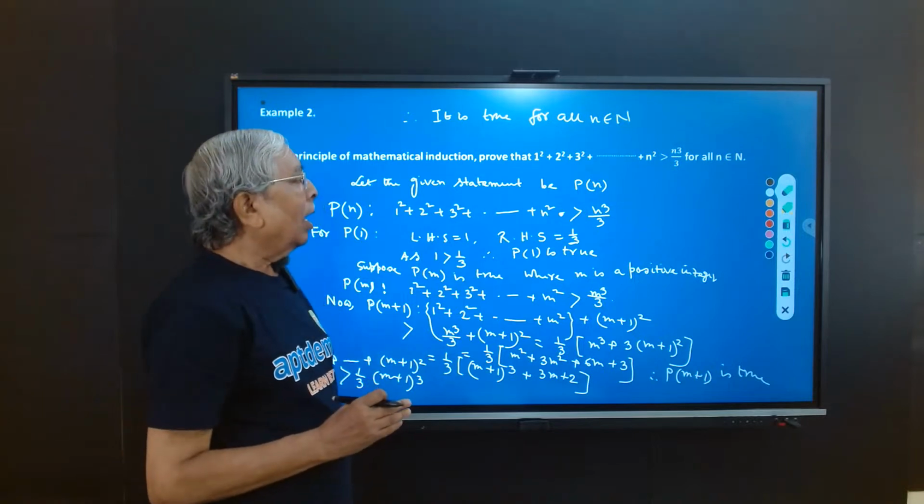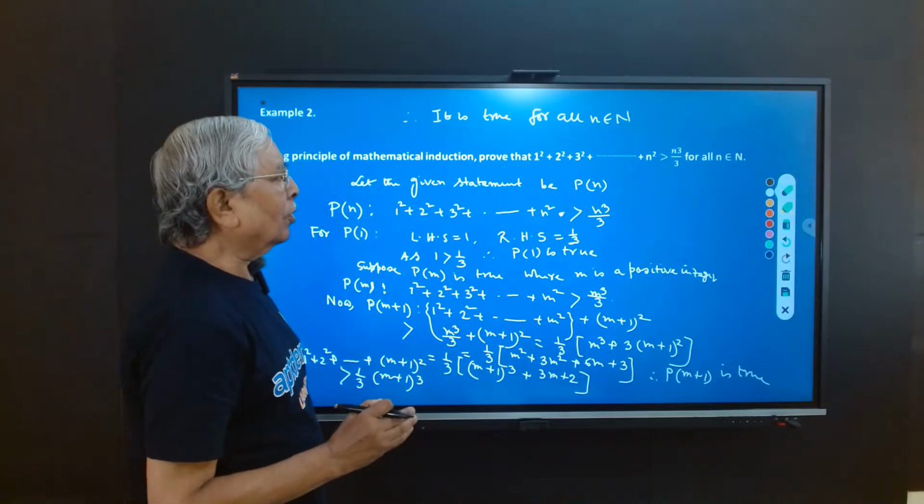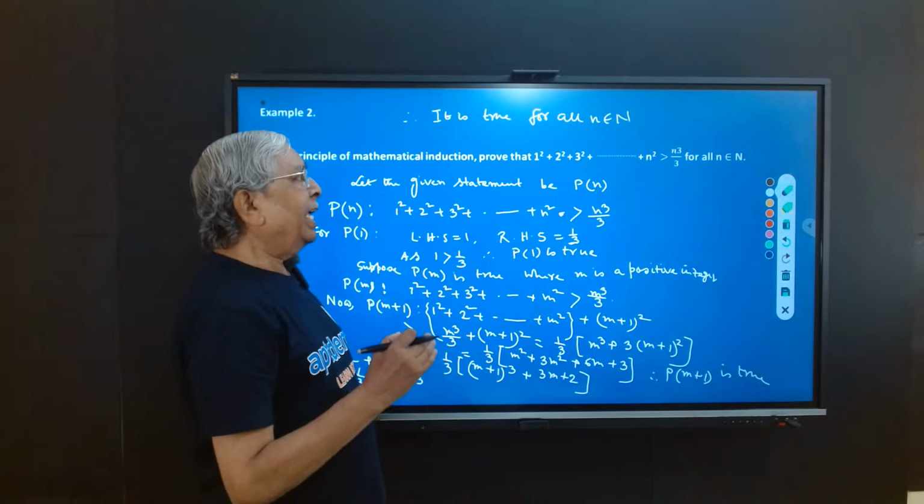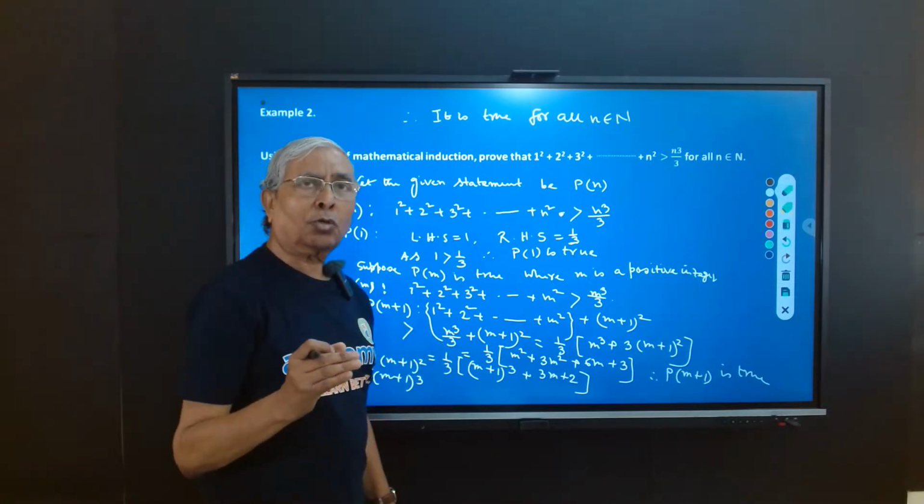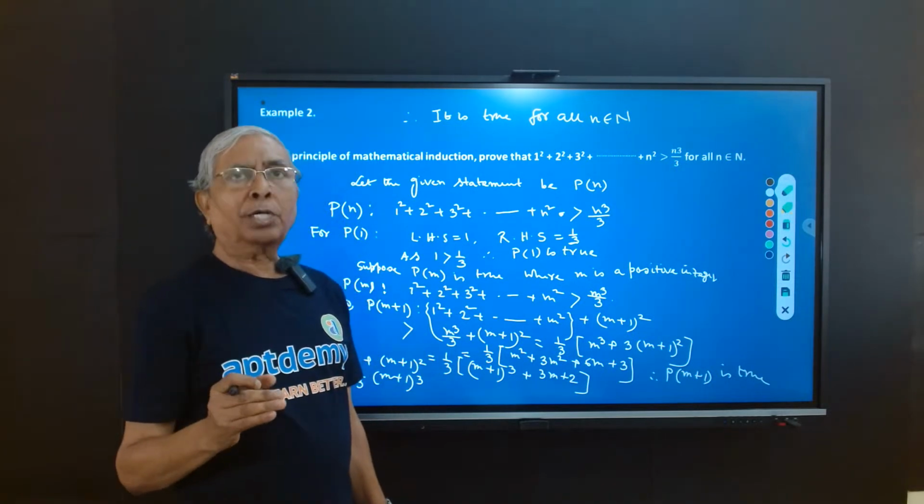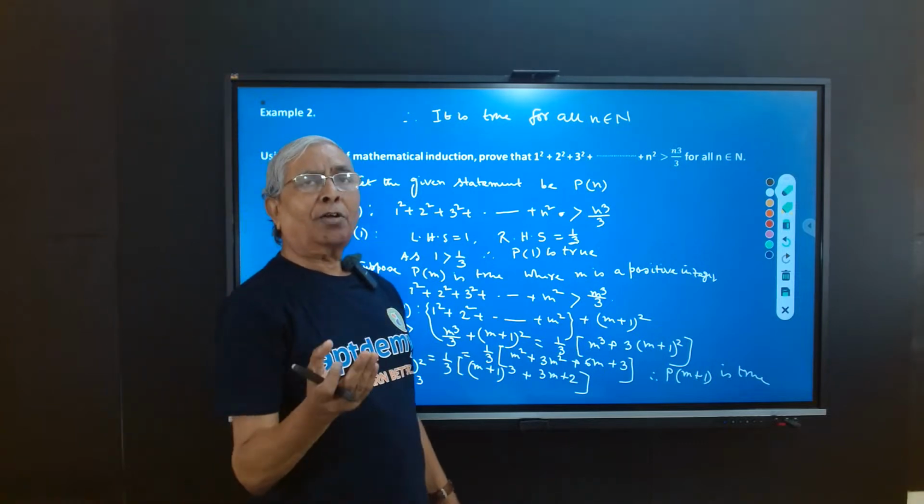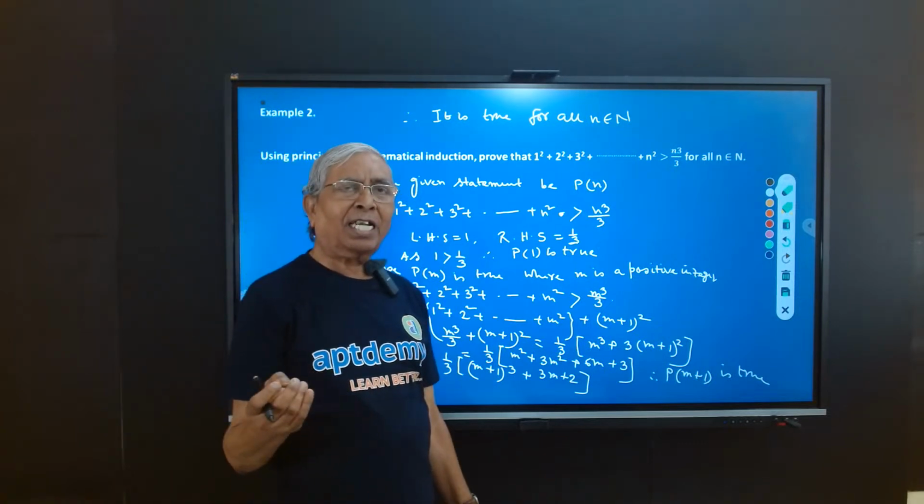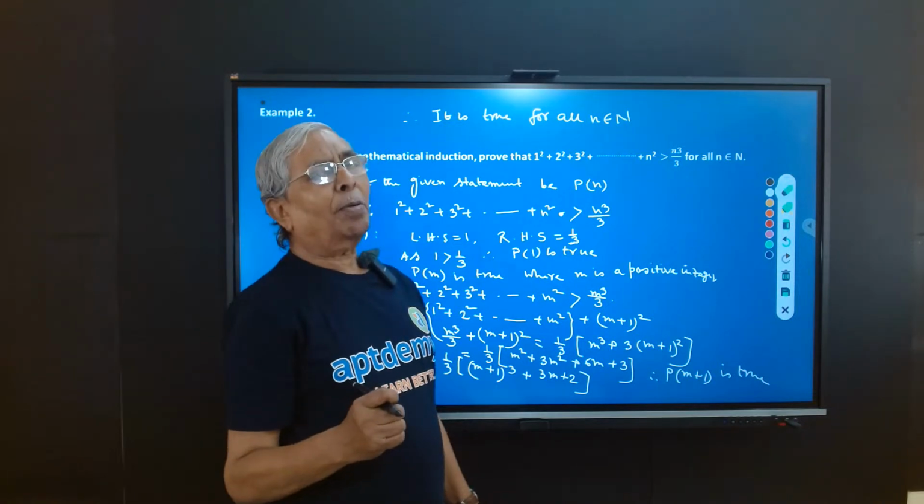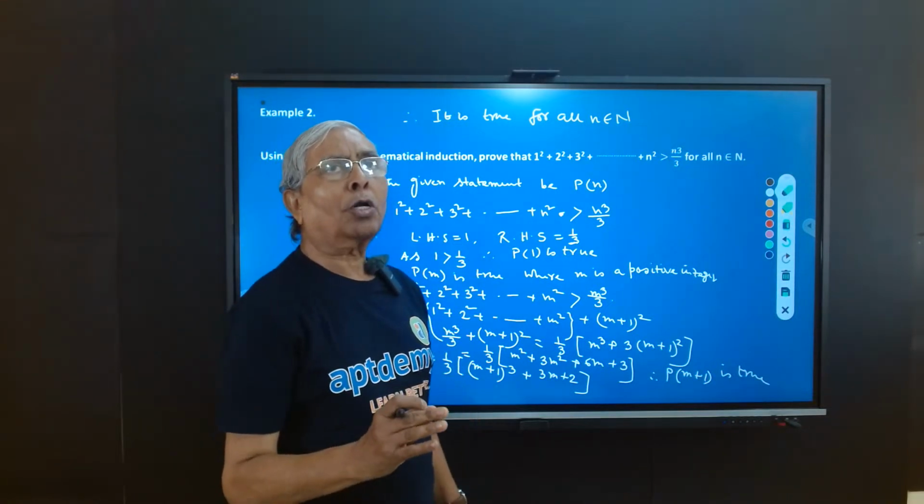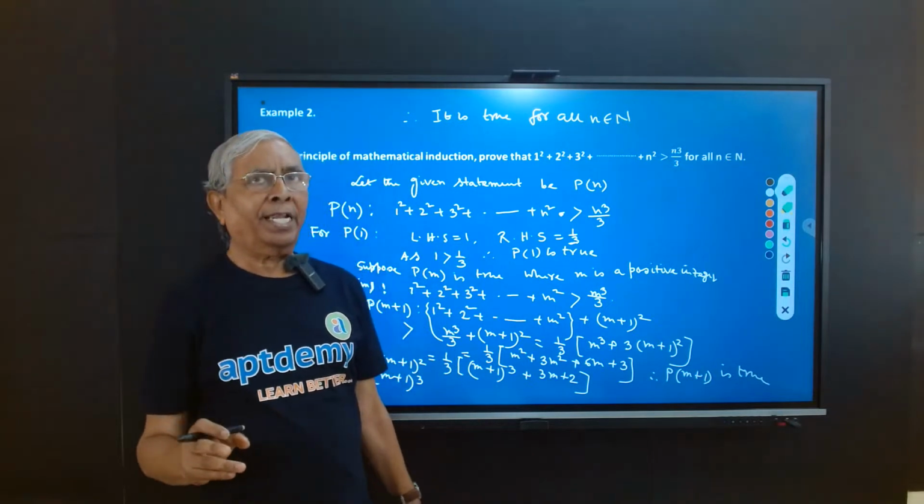So this is about the second problem. For the principle of mathematical induction, again I am telling you, first you show that P1 is true. Next, suppose that it is true for n equals m. For the next index, we show that Pm plus 1 is true. So it is true for all natural numbers n.